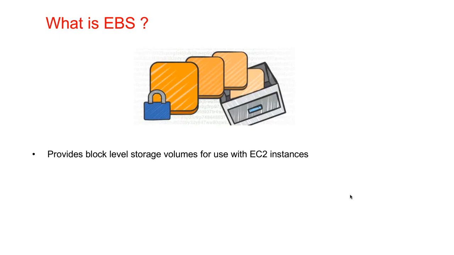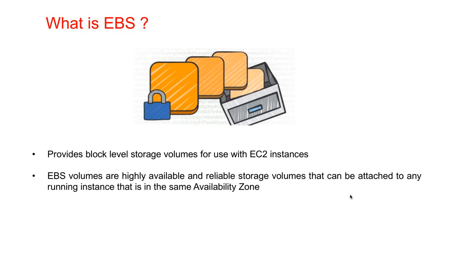Now, what is EBS? EBS provides you block level storage volumes for use with EC2 instances. So you can say that these are kind of virtual hard drives that you attach or associate to your EC2 instances. EBS volumes are highly available and reliable storage volumes that can be attached to any running instance that is in the same availability zone. So the EBS volumes and your instances should be in the same availability zone so that they can be attached or associated to each other.